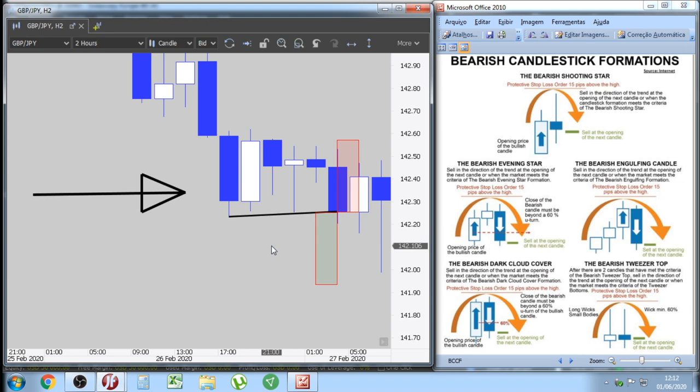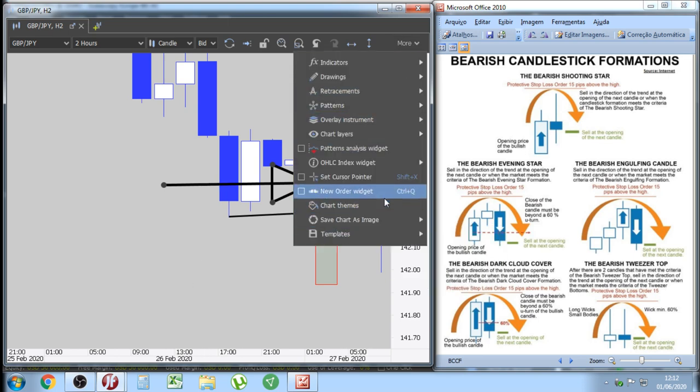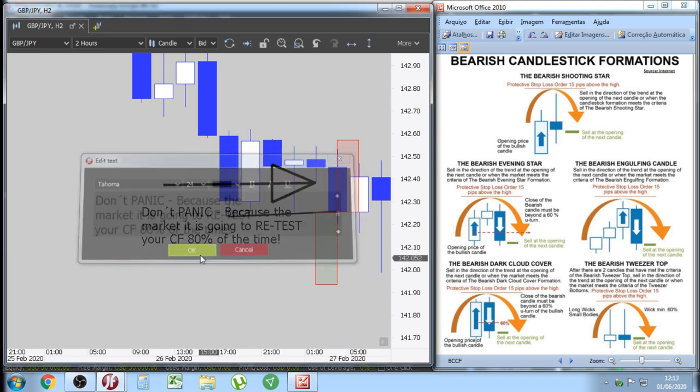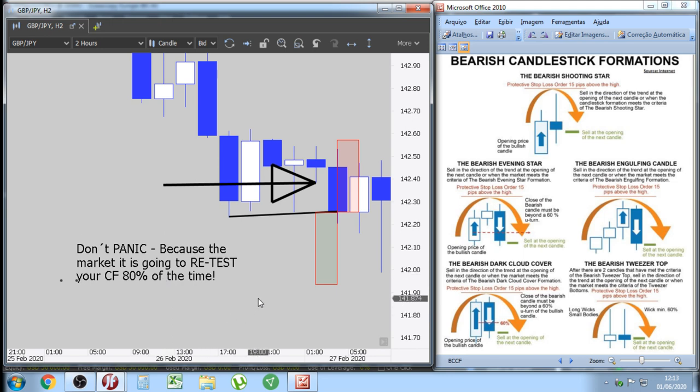Okay, what about now? Everybody, who in here wants to go short? We are still talking about the same candlesticks. Now, for the beginner trader, what we are going to learn, and this is psychology, everybody: don't panic, because the market is going to retest your candlestick formation 80% of the time. Okay, this is a concept, not a rule. Don't panic, but the market is going to retest your candlestick formation 80% of the time.